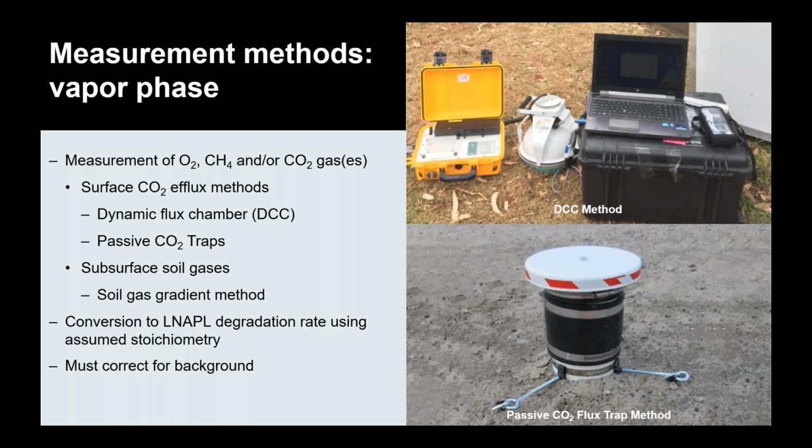For all of these methods, you do have to perform background corrections. The nice thing about the CO2 trap method is that you collect the traps and send them to the lab, but they have a built-in site-specific background correction for each trap. For something like the DCC or the soil gas gradient method, you are going to use locations outside of your LNAPL body to determine what the background CO2 flux or background soil gas would be, see what that looks like outside of the LNAPL body, and use that for your corrections.